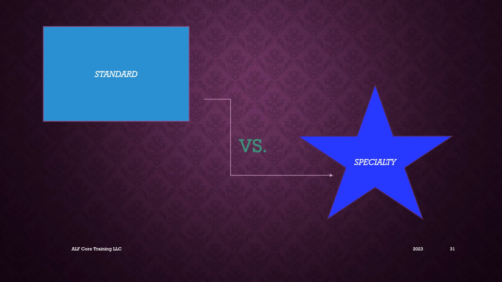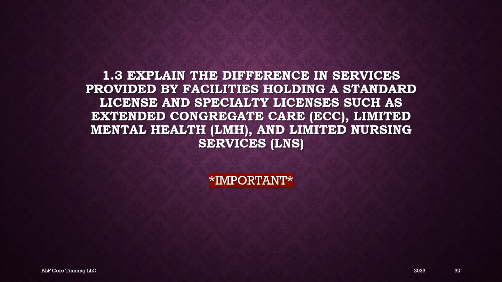So now that we know about the standard license, let's compare that to our specialty license. Let's see how they differ. Moving forward, we will explain the difference in services provided by facilities holding a standard license and specialty license, such as extended congregate care, ECC, limited mental health, LMH, and limited nursing services, LNS.